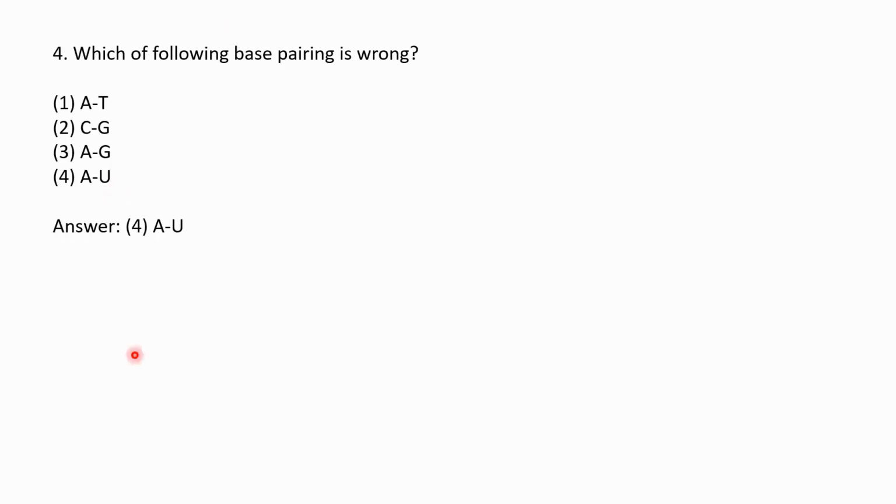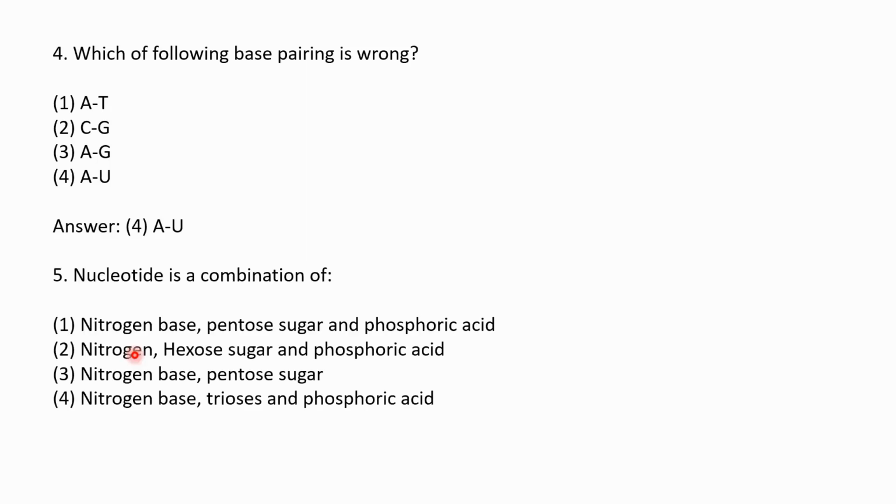The next is: nucleotide is a combination of. Yes, a nucleotide is a combination of a nitrogenous base, pentose sugar, and a phosphoric acid. So the correct answer is option number 1.